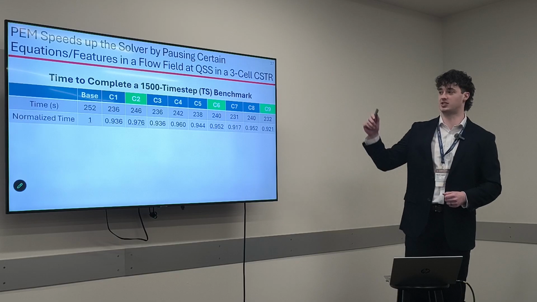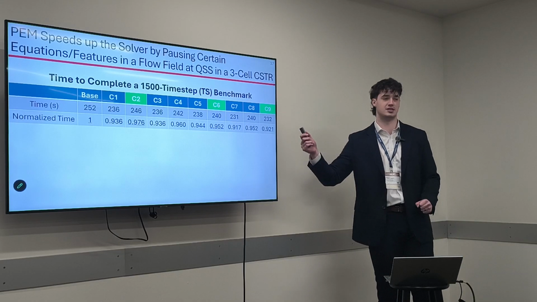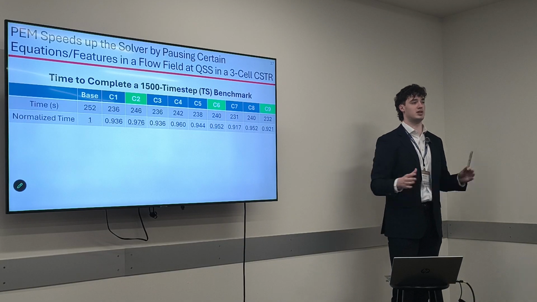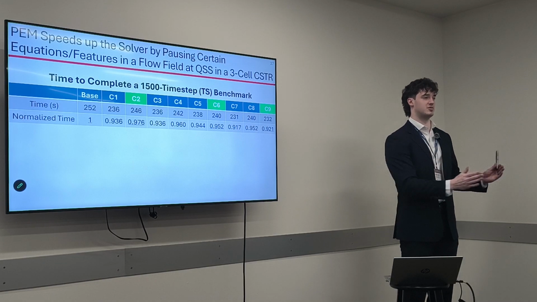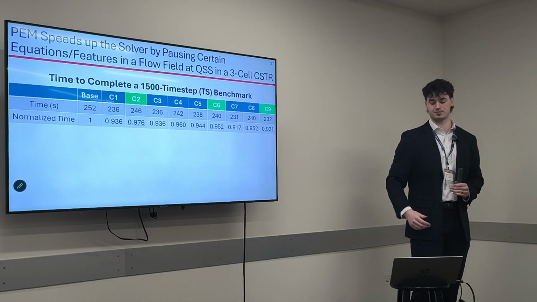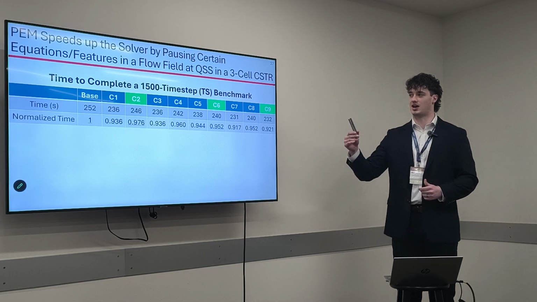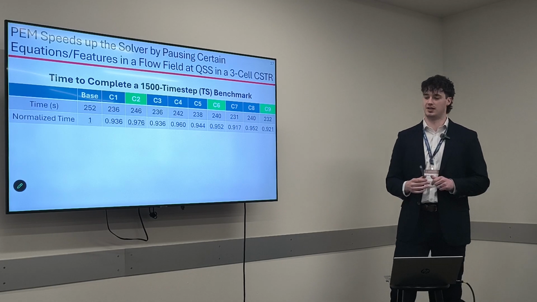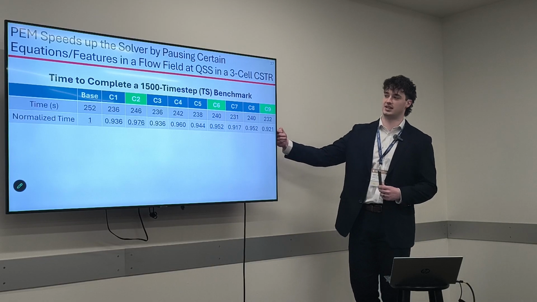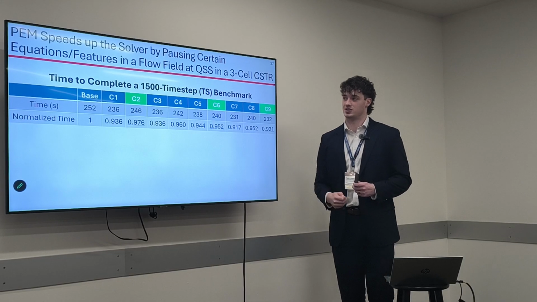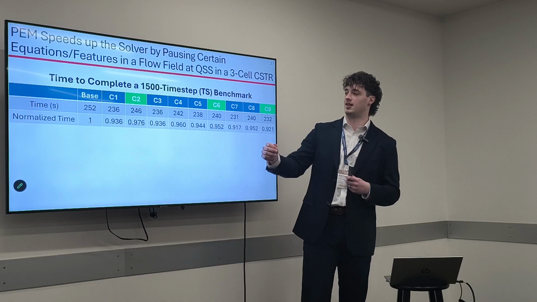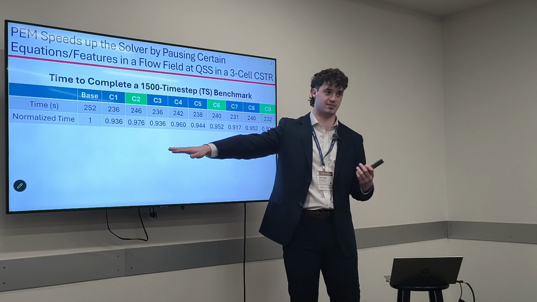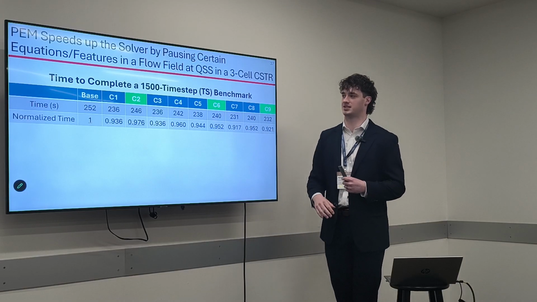So, just some results. This is for a 1500 time step benchmark. So we only care about solver rate right here. We're not really looking at time to reach a kinetic converged solution. So you'll see some of these are highlighted, which I'll get into in a second. But this bottom row with normalized data is what we want to really look at. So obviously, with a base case in our 3-cell CSTR, we have a normalized time of 1, of course. So it's all normalized by the base case.